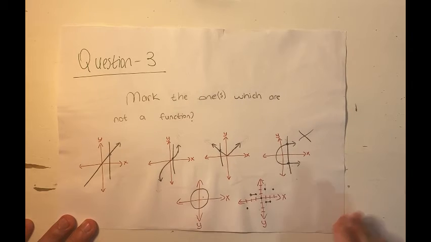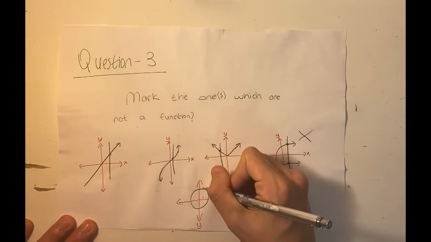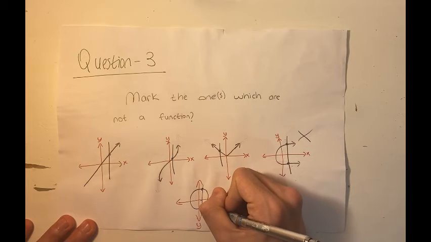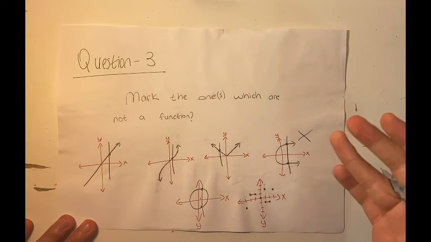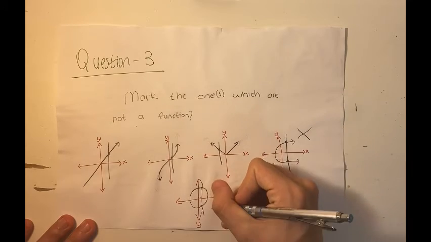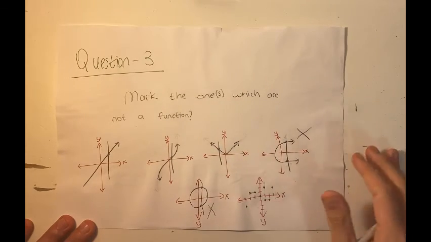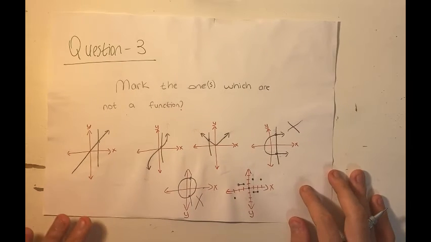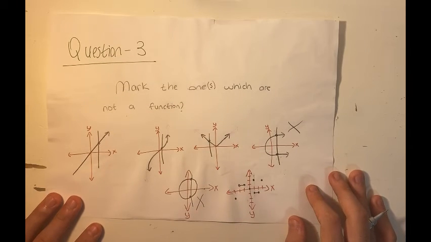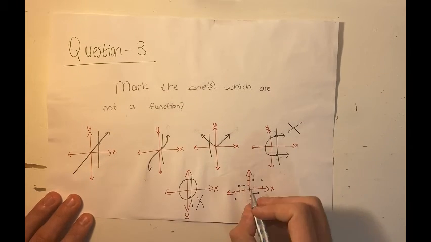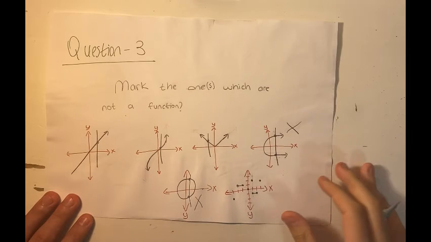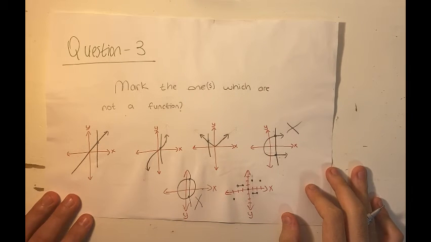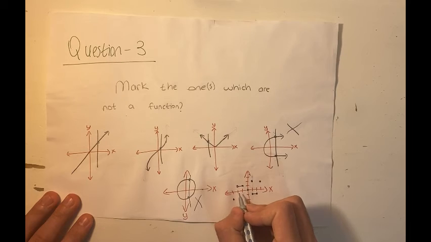Okay, so the fifth one, when we draw a vertical line, it intersects on both sides. It's not a function. The last one is a very critical and tricky one, actually. The reason is because it's not just a linear graph or anything like that. You can't see lines appropriately, so we need to look at it very carefully.